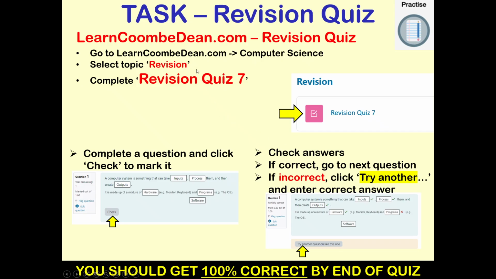Okay, finishing off this week, Learn Cume Revision Quiz 7. As always, check each answer, correct if necessary by trying again. You are aiming to get 100% on this quiz. See you in lesson.